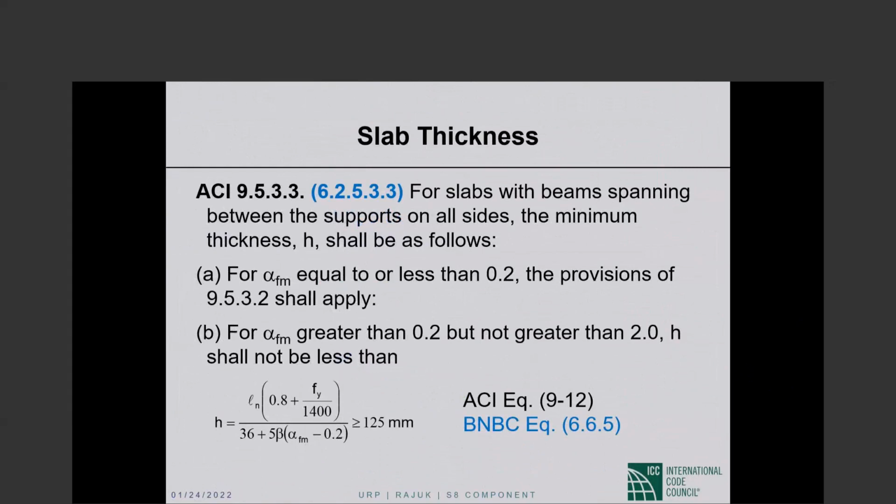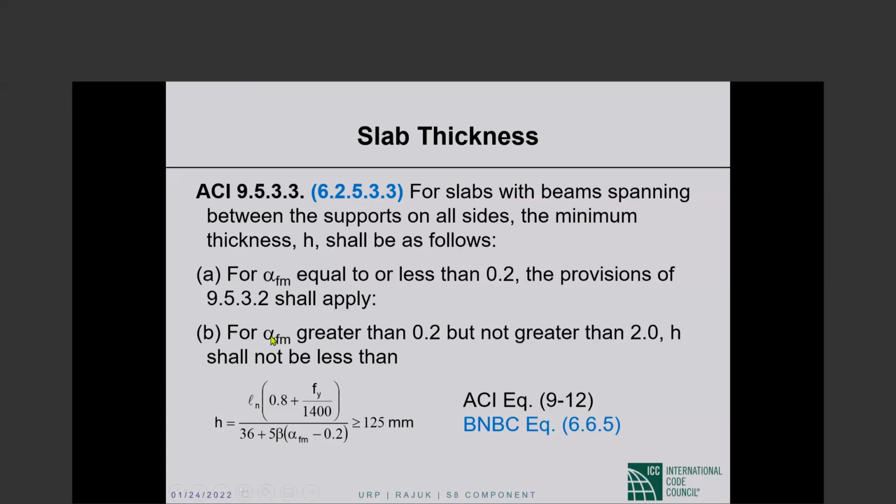If you have beams on all 4 sides, then for alpha sub fm, this is the stiffness of the supporting beams. You will see exactly what that quantity is, equal to or less than 0.2. Those will be treated like flat plates. If the beams supporting the slab panel on 4 sides are not very stiff, as indicated by alpha sub m equal to or less than 0.2, then it will be treated as a flat plate, as if the beams were not there for the purposes of minimum thickness.